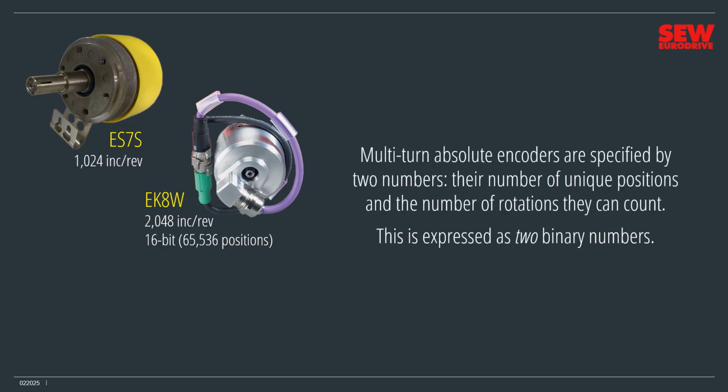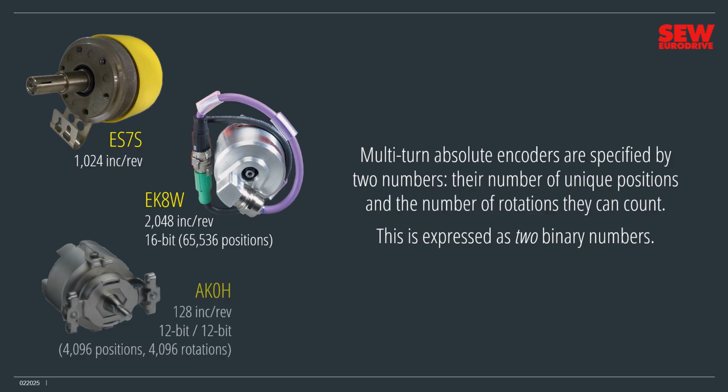Multi-turn absolute encoders are specified by two numbers: their number of unique positions and the number of rotations they can count. This is expressed as two binary numbers. This AK0H has 12 bits of resolution and 12 bits of rotation counting. In other words, it outputs 4,096 unique positions in a single rotation and can keep track of 4,096 individual rotations.